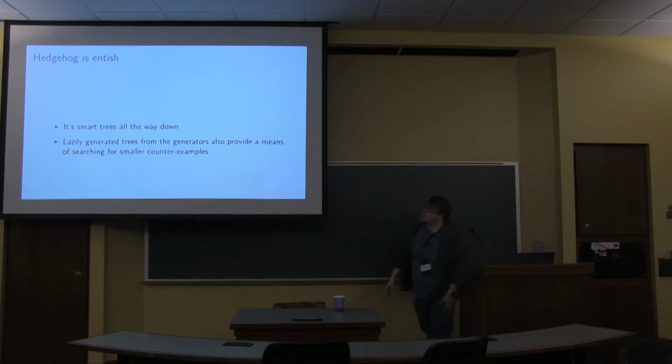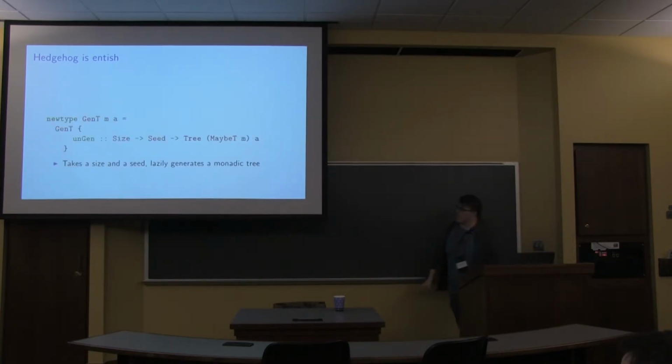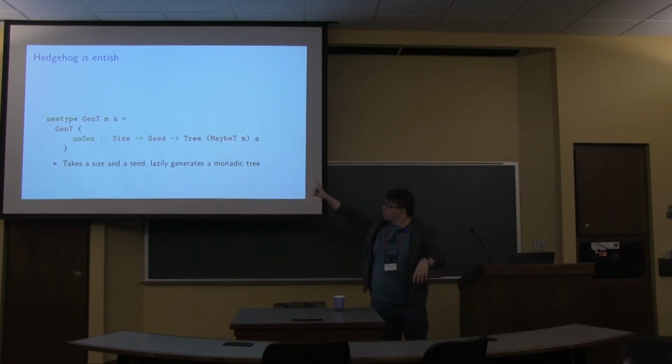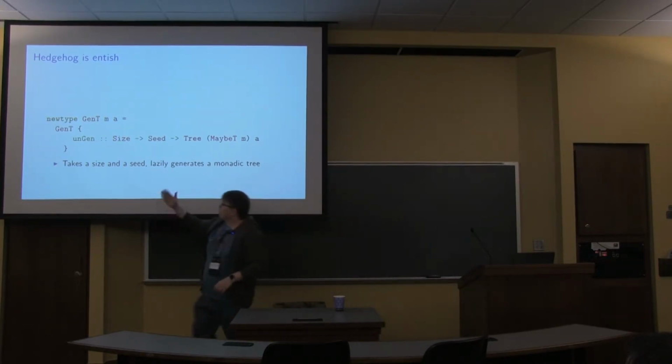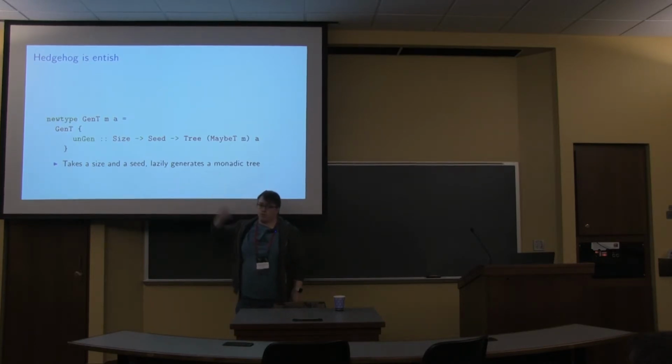All right, so Hedgehog is entish. It's just trees. You're just generating random trees. They're lazily generated. This is the underlying gen type. The gen without the T is just a type synonym for this monad transformer thingy. So the relevant part is you go from size and seed. Those are your two arguments, and you generate a tree. So you know what size is. We've been talking about shrinking. Size does not mean anything concrete. It's relative to what the generator thinks size means. Your generator decides what size is. And then seed is just for the random generation.